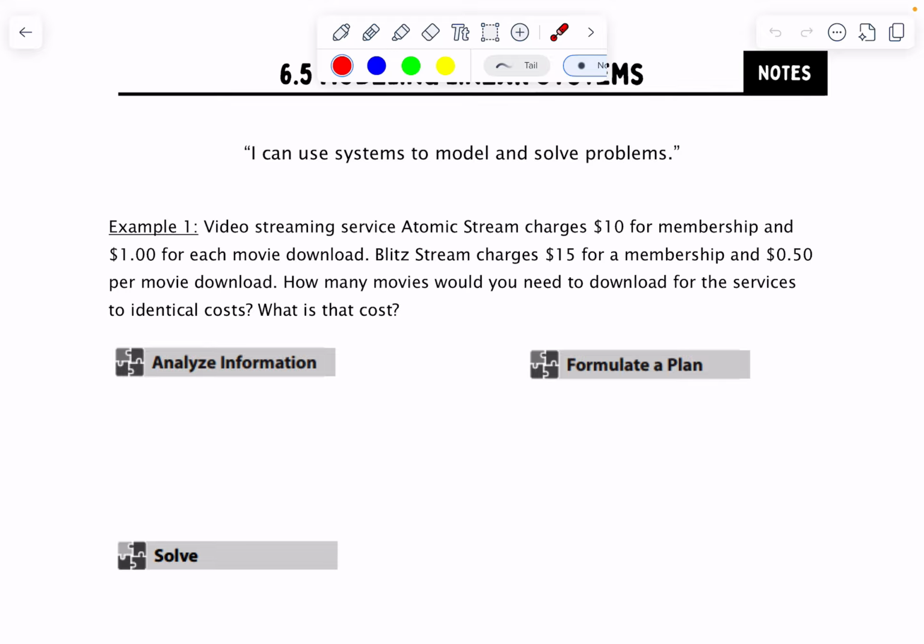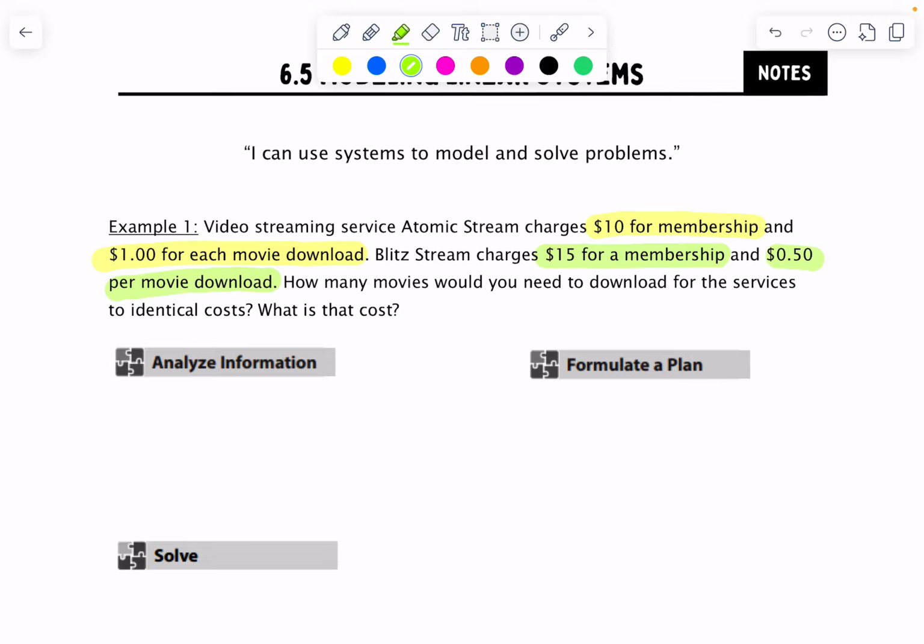So example one has two situations. It has a video streaming service, Atomic Stream, and they charge $10 for membership and $1 for each movie downloaded. That's important information, so I'm going to highlight that. They charge $10 membership and then $1 per movie downloaded. Blitzstream charges $15 membership and 50 cents per movie download. So I'm going to highlight that because that also seems like important information.